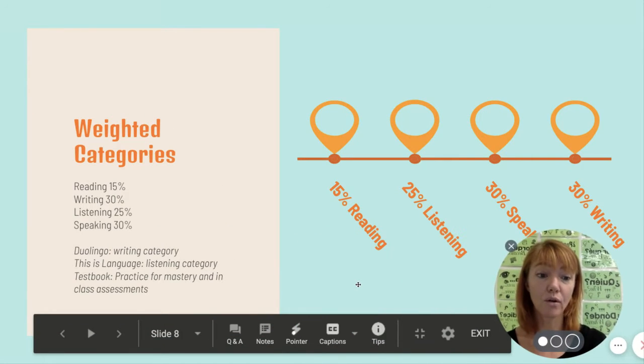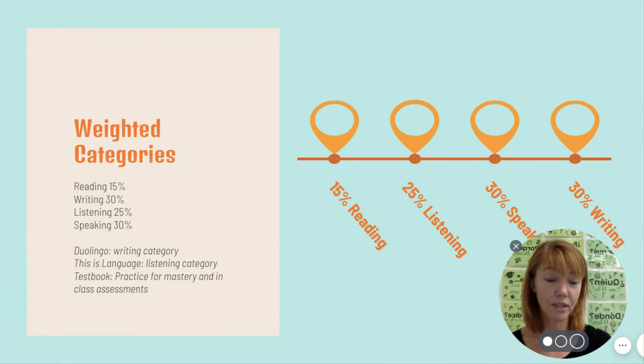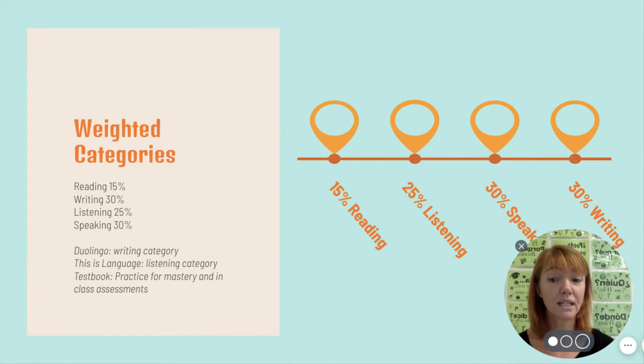Your grading categories are 4 grading categories, and they're weighted. There's reading, writing, listening, and speaking. All those skills are important, and so that's why there are grades in the grade book. Reading will be 15% of your grade. Writing will be 30% of your overall grade. Listening will be 25%, and speaking will be 30% as well.